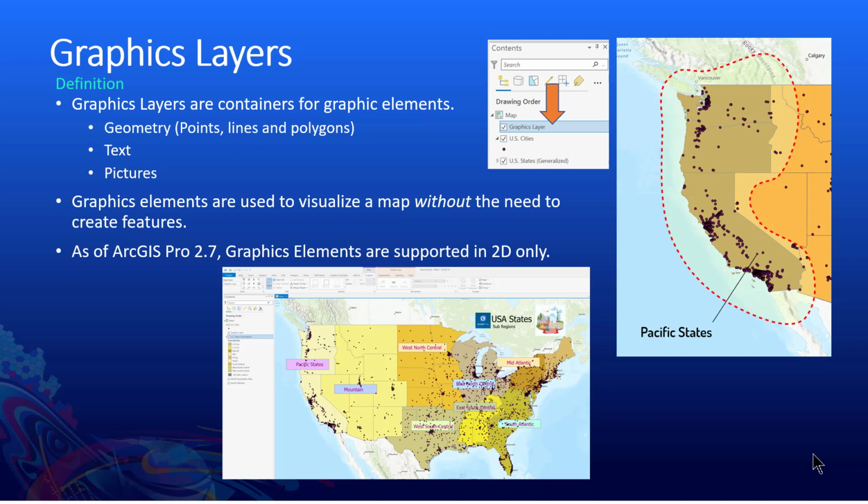Graphic layers is a type of layer in ArcGIS Pro. It is a container that holds graphic elements. These graphic elements can be points, lines, polygons, text elements, and even pictures such as JPEG and PNG, as seen on the images in the slide. Graphic elements can be used to visualize a map without the need for adding features. Currently, graphic layers and elements are only supported in a 2D map.